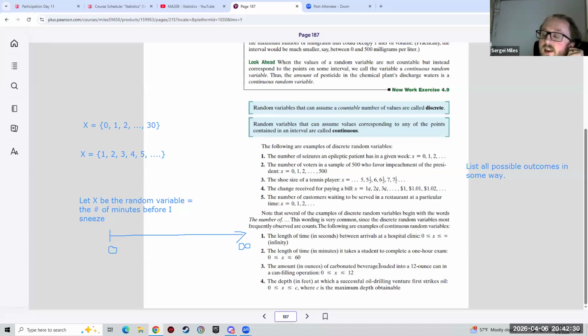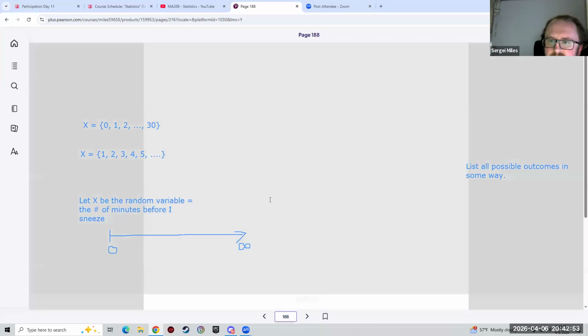It is not discrete because I cannot list all of the possible outcomes. There's no way for me to count all the possible outcomes, all the possible real numbers between 0 and 12. All right. So this is the distinction between a discrete random variable and a continuous random variable.